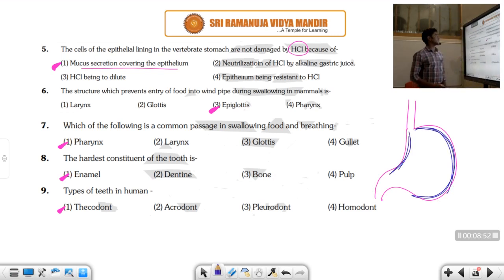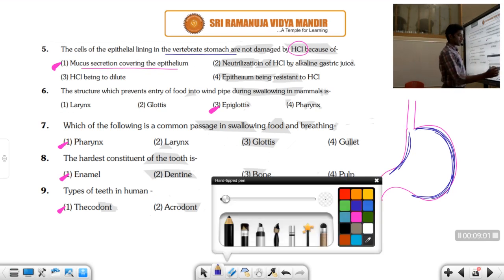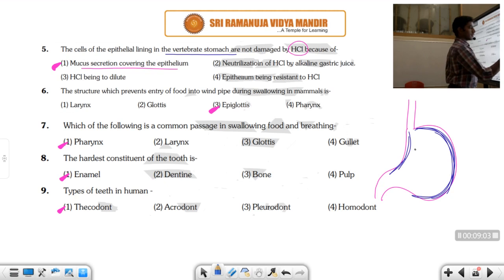So what they are talking about is that the cells of the epithelium in the vertebrate stomach are not damaged. Why? Because there is a mucus lining present here. There are goblet cells responsible for the secretion of mucus. So this mucus covers the wall.